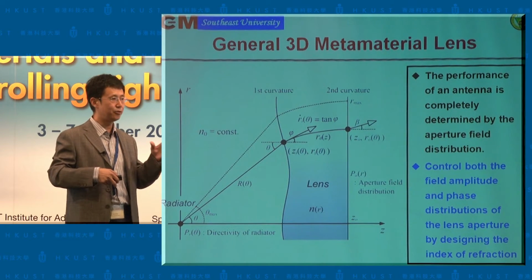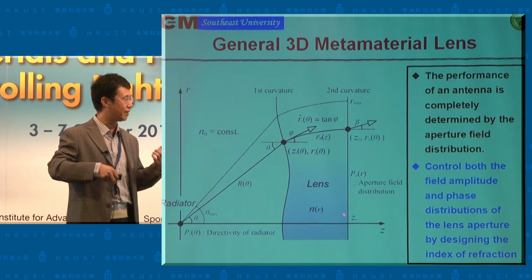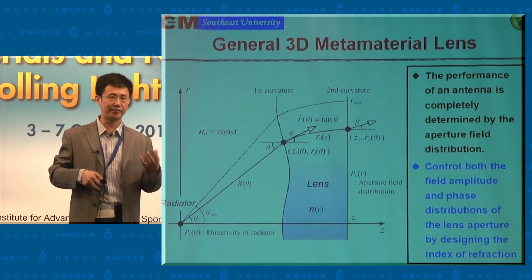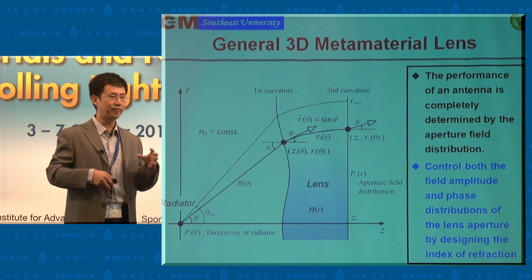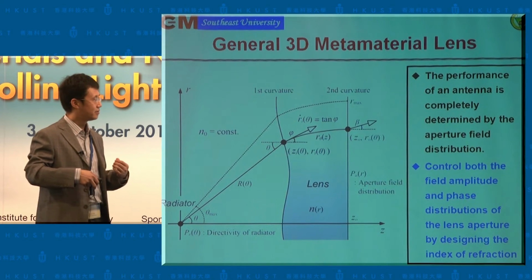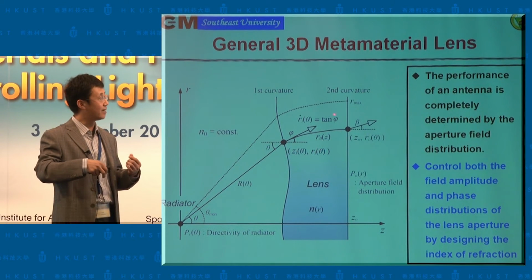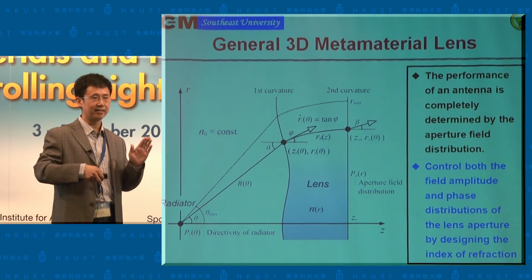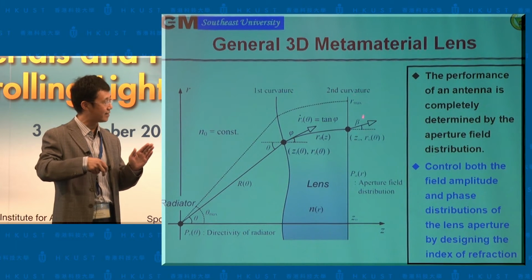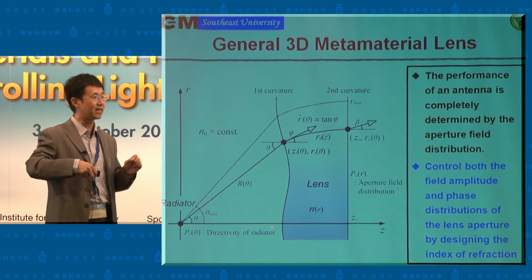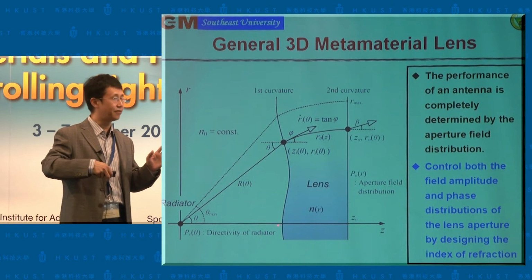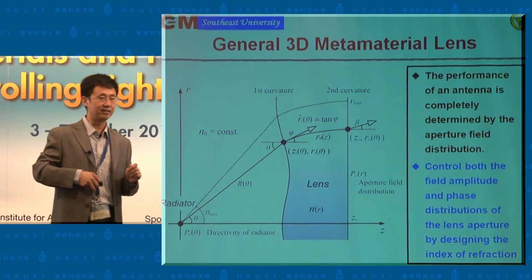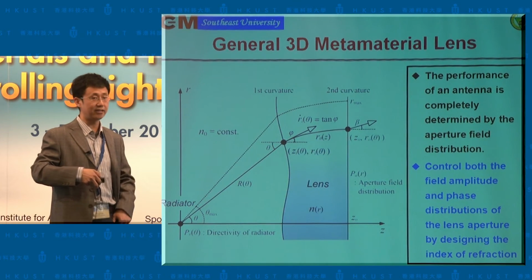Using this kind of lens, we can control both the amplitude and the phase, because in the previous flat lens and the curved Luneburg lens and fisheye lens, we can only control the phase of the aperture. The idea is that we choose a general 3D lens. This surface is for the radiation, so it can be a plane. The other surface can be curved. This curved surface can be used to control the propagation of the rays inside the inhomogeneous metamaterial.